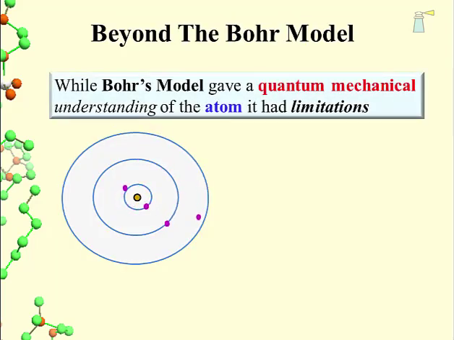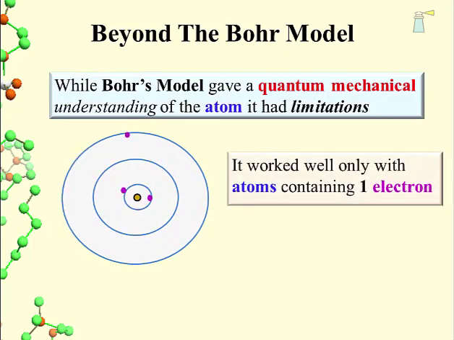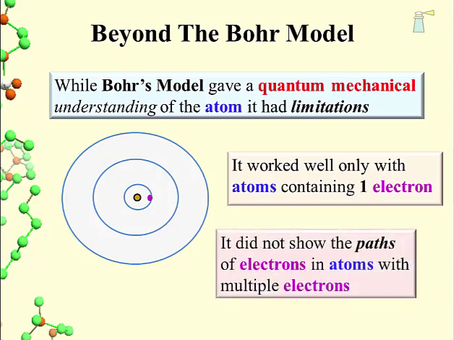Beyond the Bohr model. While the Bohr model of the atom gave a quantum mechanical understanding of the atom, it had its limitations. A severe limitation was that it only worked well with atoms containing one electron. That's hydrogen. And while those spherical orbits were a competent description of that one electron, it did not show the path of electrons in atoms with multiple electrons. In other words, it didn't work well for the other 100 or so elements. A new model was needed, and that is the quantum mechanical model.